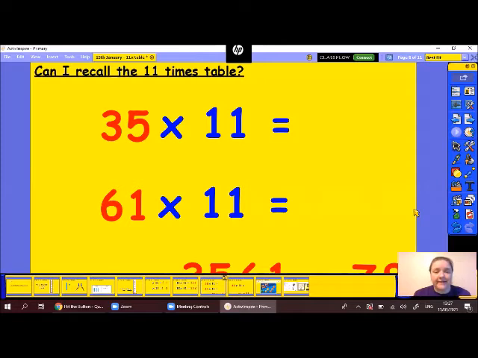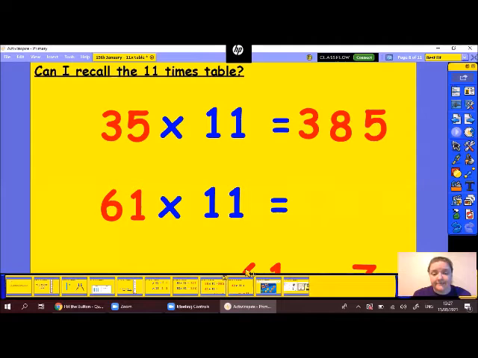Okay, let's work it out together. So we've got the 35 times 11. So I'm going to put my 3 and 5, but with a gap in the middle. And then I'm going to add my 3 and my 5 together. So 5 and 3 makes 8. So the 8 goes in the middle. 35 times 11 is 385. Try it on a calculator if you don't believe me.